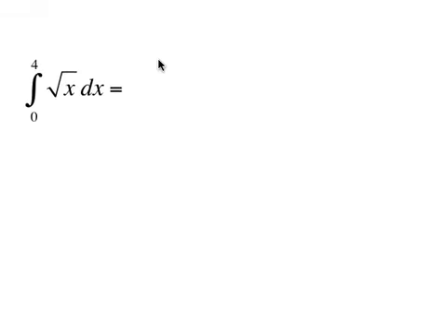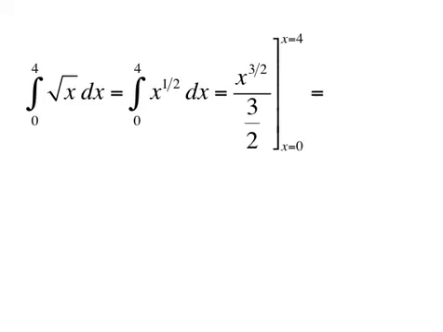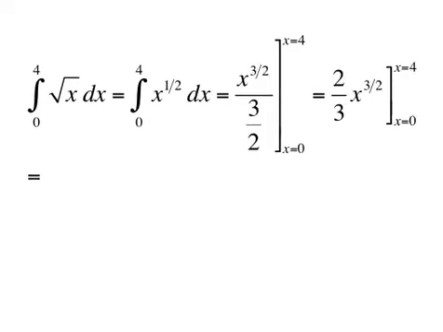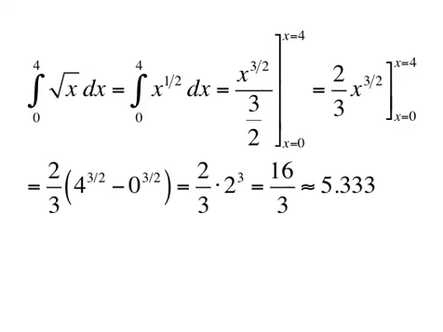So I start with this. That, of course, is the integral of x to the 1/2, power rule, x to the 3/2 over 3/2, evaluated from 0 to 4. So that's 2/3 x to the 3/2 from 0 to 4. So 2/3 times 4 to the 3/2 minus 2/3 times 0 to the 3/2. Let's see, 4 to the 3/2, 4 to the 1/2 is 2, 2 to the 3rd is 8, minus 0, 8 times 2/3, 16/3, 5 1/3.